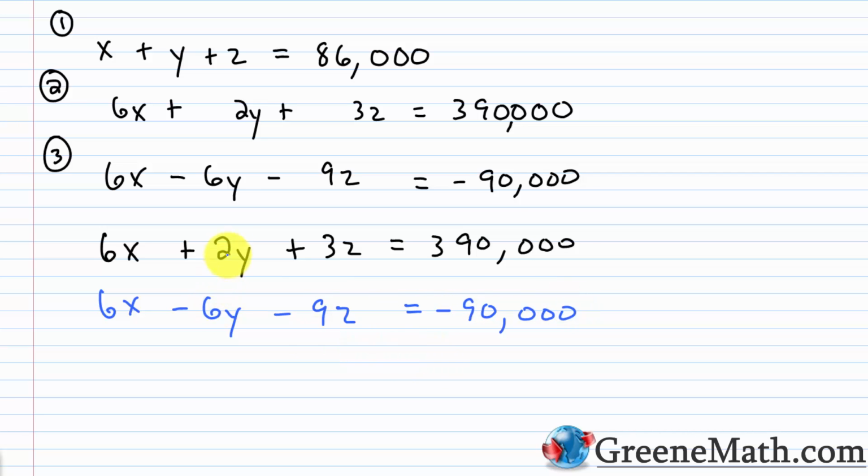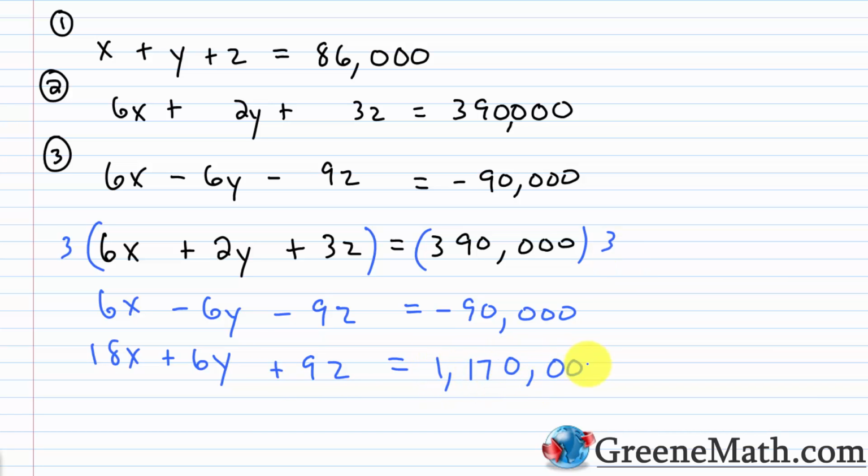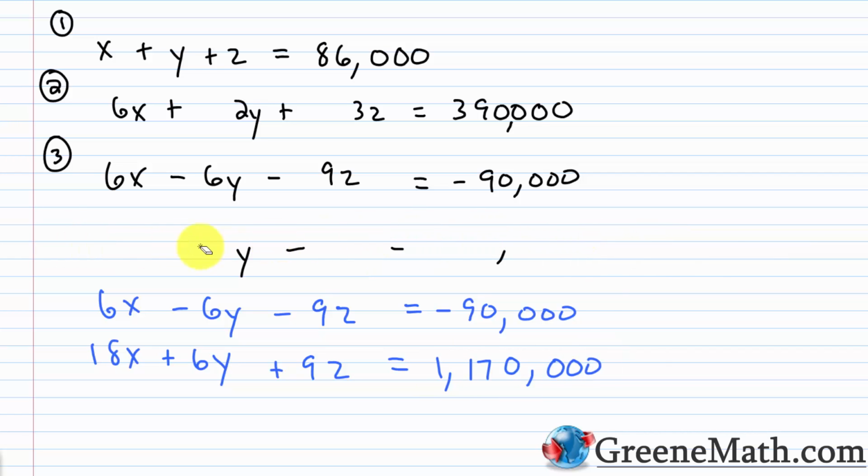All right, so if I want to eliminate y, the easiest thing I can do, since I have negative 6 here and 2 here, I can multiply 2 times 3 and get positive 6. Positive 6 and negative 6 are opposites. So I'll multiply this by 3, and the same thing on this side. 3 times 6x is 18x. 3 times 2y is 6y. 3 times 3z is plus 9z. This will be equal to 3 times 390,000, which is 1,170,000.